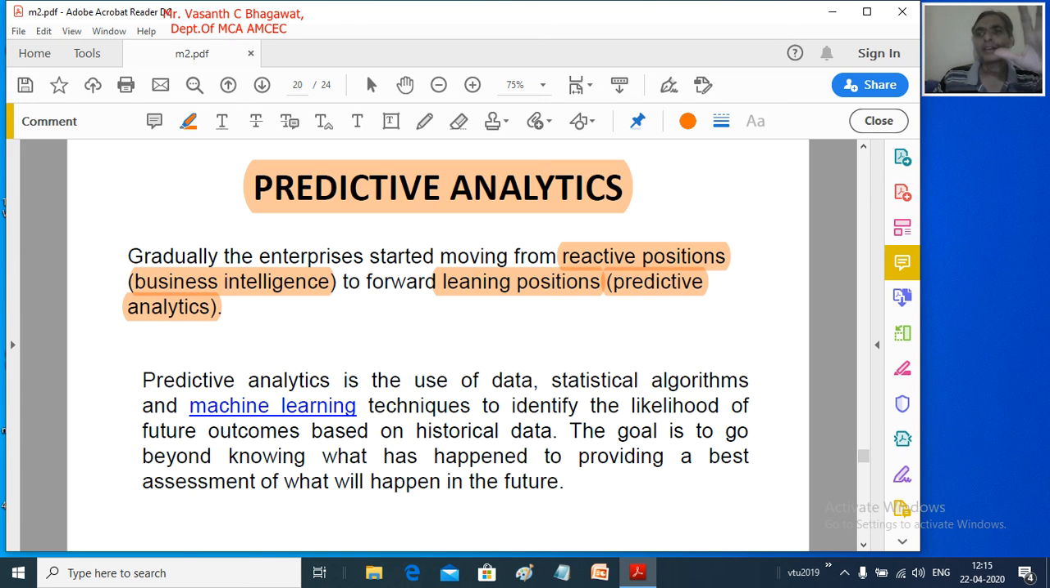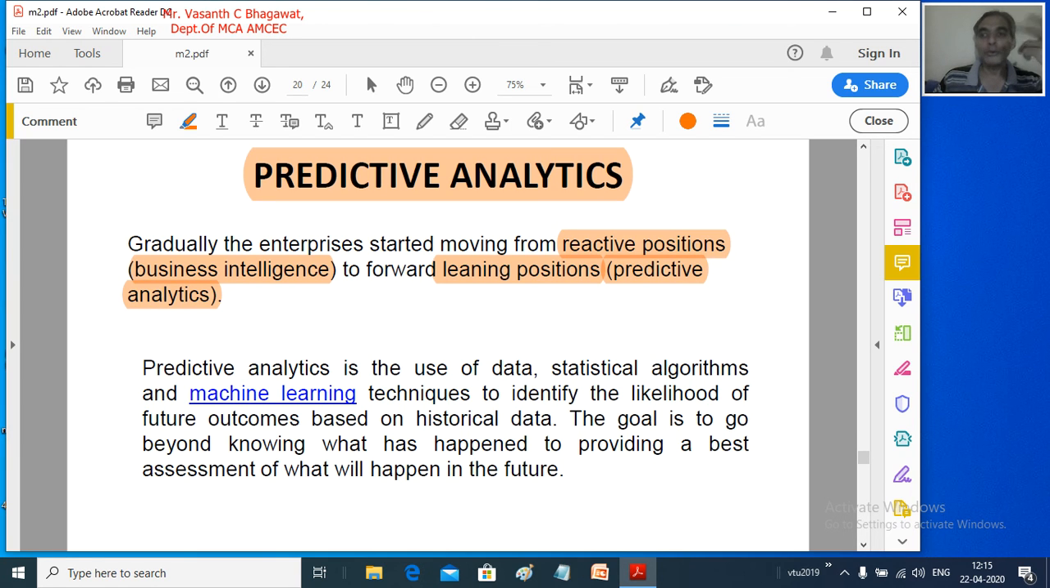They don't want to run the organization by just using intelligence, but they want to predict what is going to happen in the future. Can I sustain our organization in the future? So they want to predict what is going to happen. If you are going to define predictive analytics, it is nothing but the use of data, statistical algorithms and machine learning techniques to look into the future. You try to identify the likelihood of future outcomes based on previous or historical data.